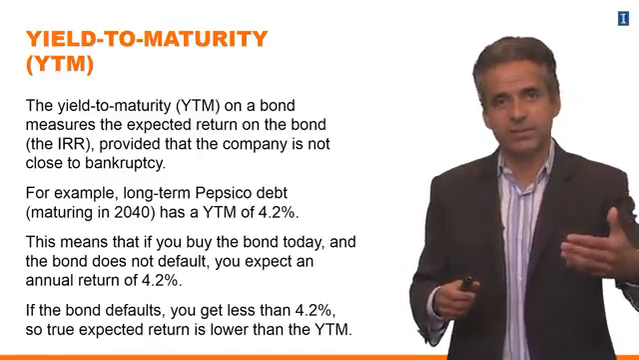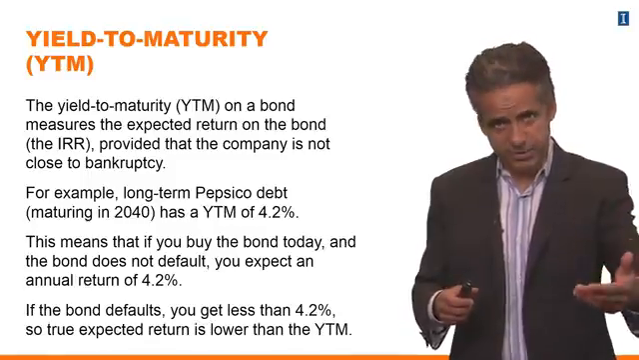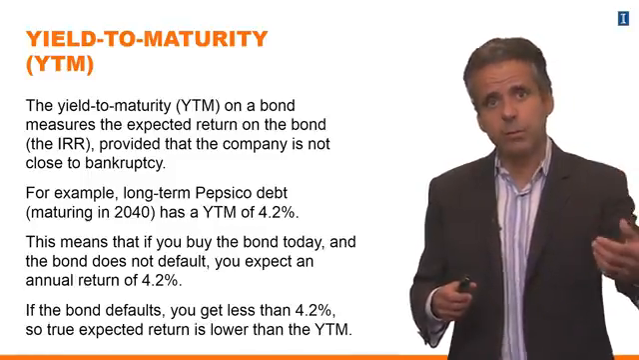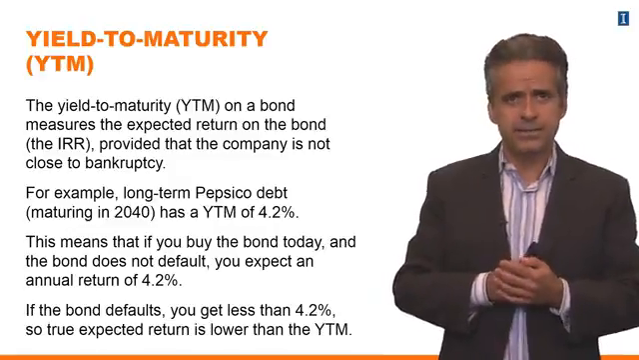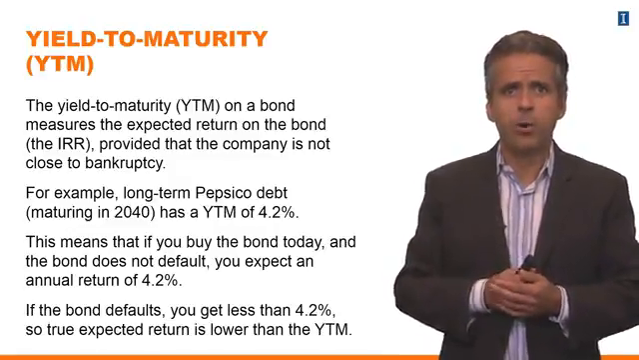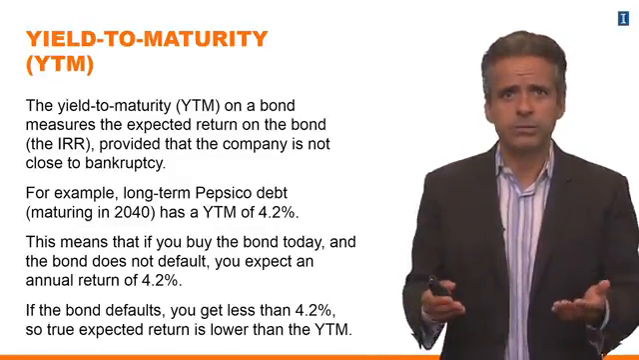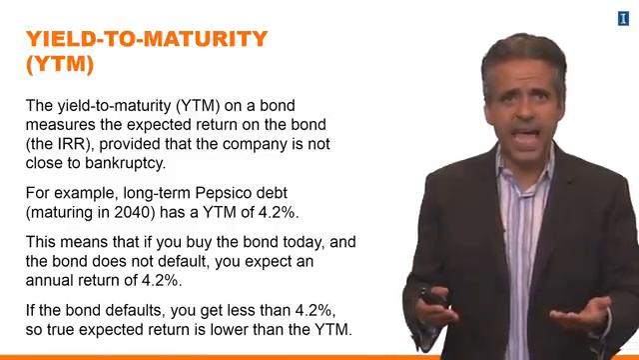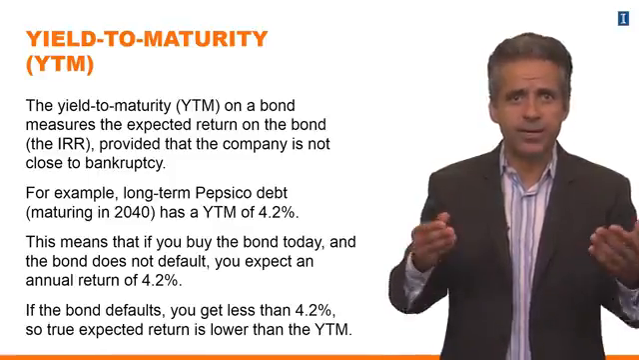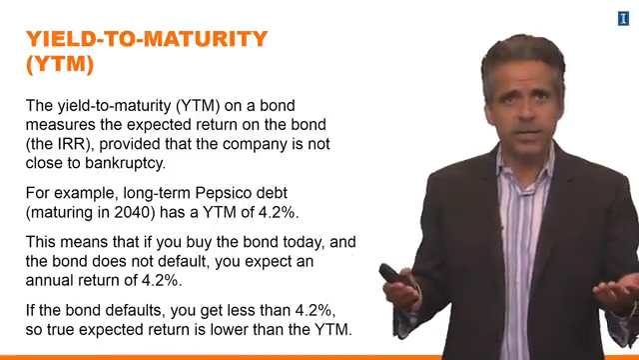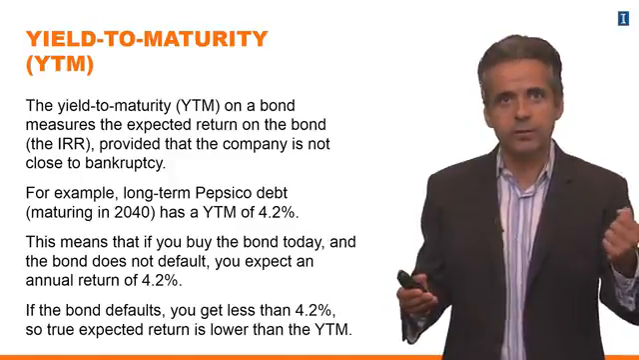You can think of the yield to maturity on a bond as the percentage return. As we discussed in Module 3, the IRR is the percentage return. You can think of the YTM, the yield to maturity, as the percentage return that an investor would earn by holding the PepsiCo bond till maturity. So if you buy the bond today, and the bond does not default, you expect to make 4.2% a year. And default is an important word here.